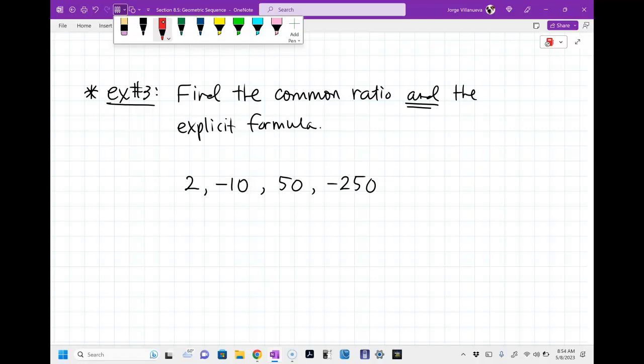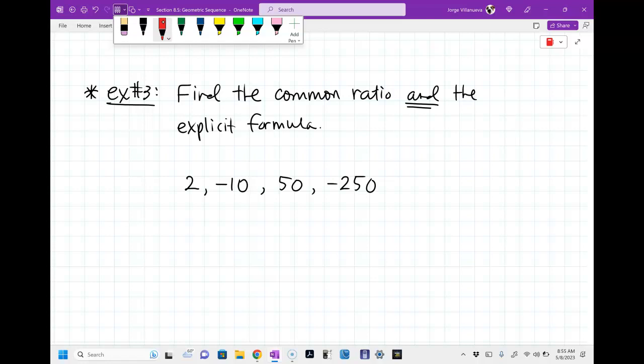So they're not asking you to find out if this is geometric. It definitely is, because they're telling you to find the r value. Okay? So you don't have to test it. But what are they multiplying to go from 2 to -10, -10 to 50, 50 to -250?